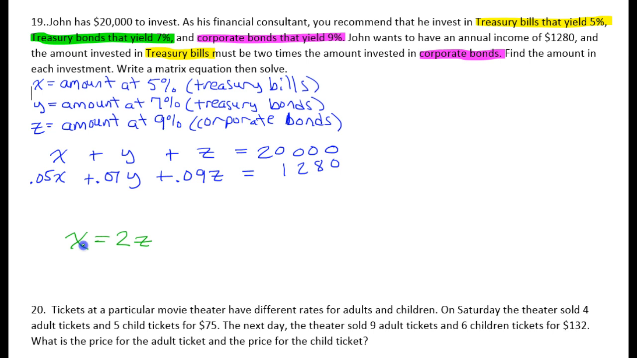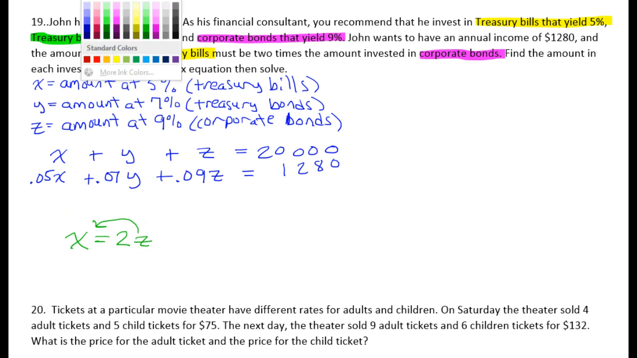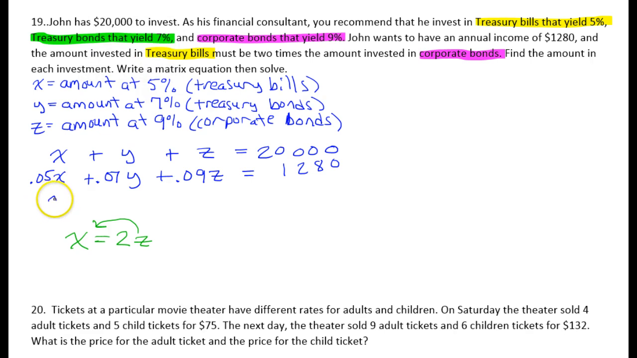Okay, now for our matrix equation, we need all of our variables to be on the left side, and we need a constant over here on the right. So if I subtract 2z from both sides, this equation will become x minus 2z is equal to 0. So this is the form that we need it to be in for the matrix equation. Okay, speaking of the matrix equation, let's go ahead and write that.